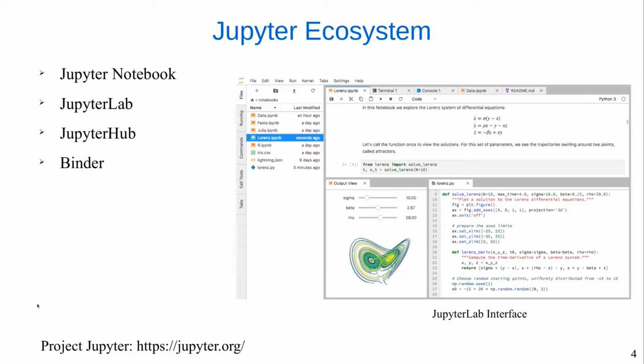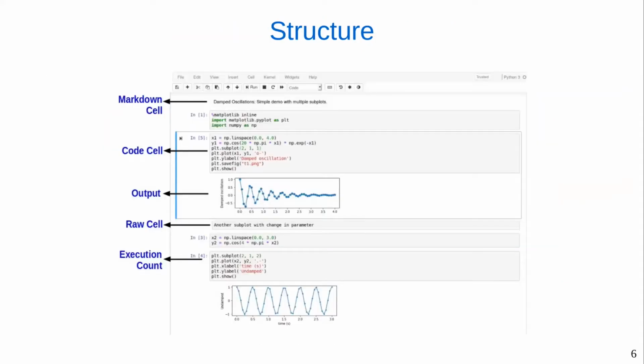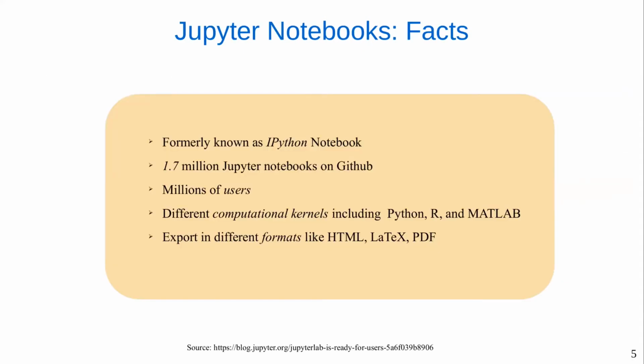Okay, now some facts about Jupyter Notebooks. According to Project Jupyter, there are over 1.7 million Jupyter Notebooks publicly hosted on GitHub and they have millions of users from several disciplines. This is based on a blog from 2019. So things have changed right now.